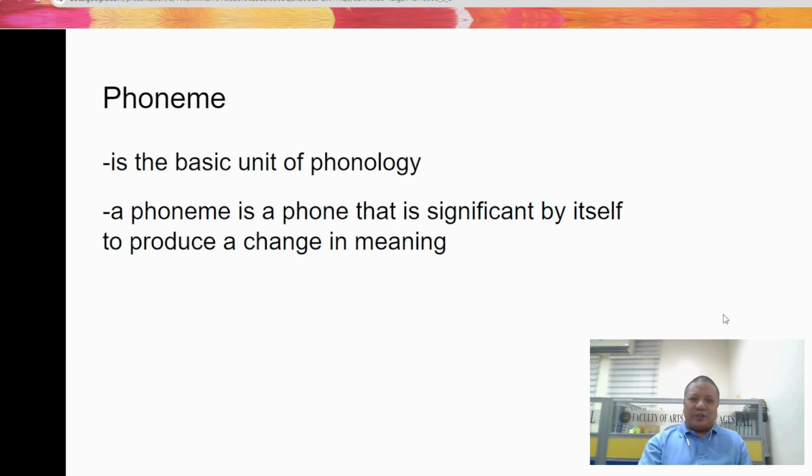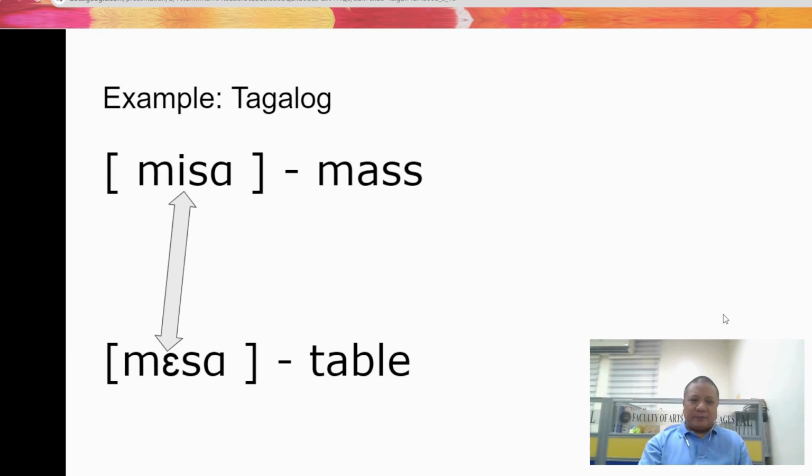The basic unit of phonology is the phoneme. A phoneme is a phone that is significant by itself to produce a change in meaning. Let's have an example. In Tagalog, we have misa, which means mass, and mesa, which means table. Notice that the change from E to E produced a change in meaning. When the E in misa was changed to mesa, from mass, it became table. So that's what we mean by phonemes. They are phones that are significant enough to produce a change in meaning in similar words.